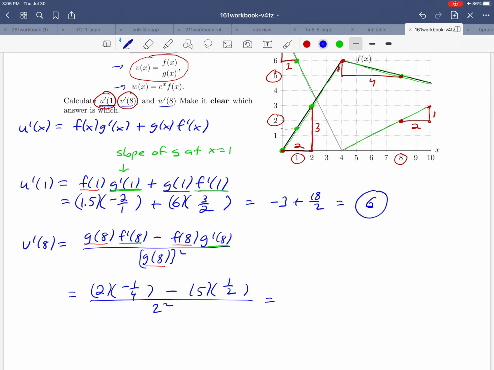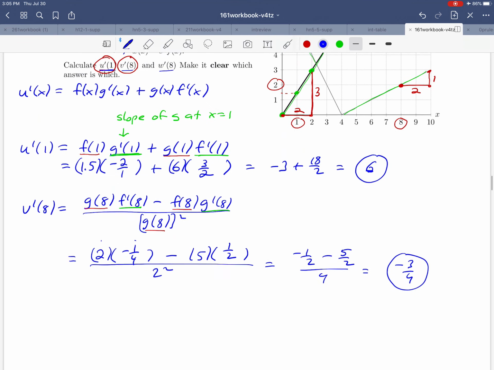Okay, and the rest of this is just calculating these numbers. So let's see, we've got 2 times negative 1/4, that's a negative 1/2. Minus a 5/2 over 2 squared, which is 4 in the denominator. And if you simplify this, this should come out to be negative 3/4. You can double check my arithmetic there.